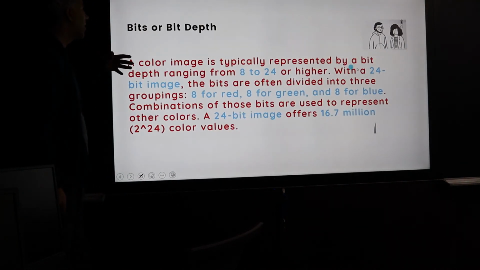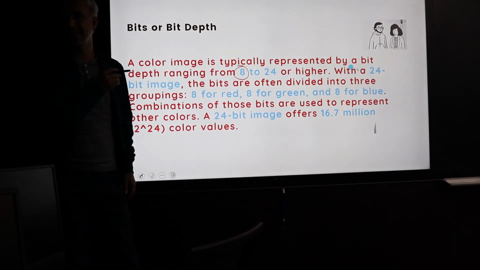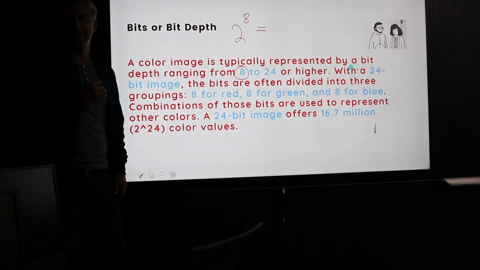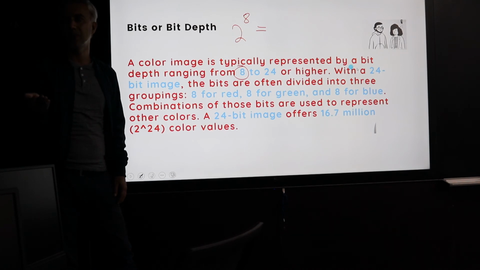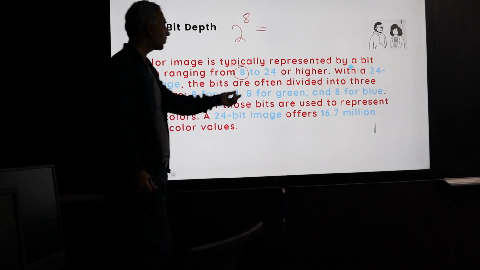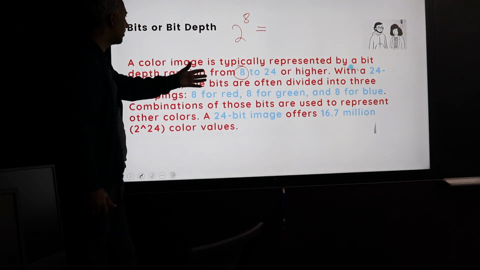But before bits, a color image is typically represented by a bit depth ranging from 8. This is very simple. 8 is a very simple color image. But if you want to consider more variations, more shades, some students in the last class were asking, sir, is it possible to consider more shades? Yes, possible. But of course then computational power, cost, and a higher quality CCD are required.